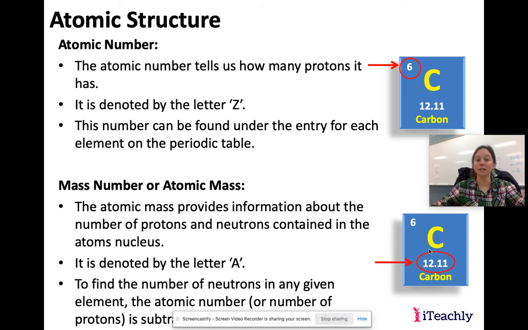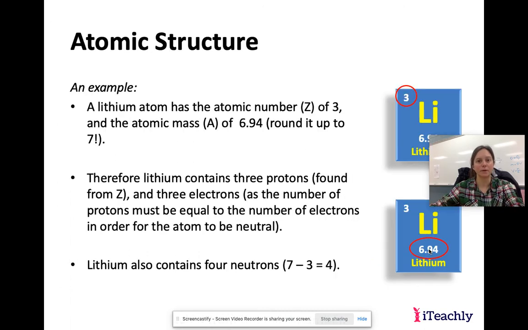We denote this with the letter A, and we can actually use the atomic mass and the atomic number to determine the number of neutrons. So let's see how we do that.